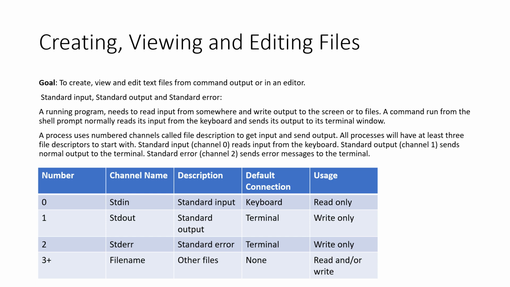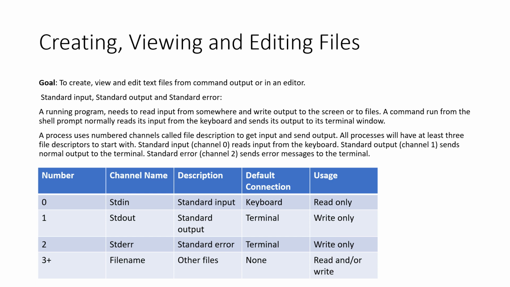What is this? A running program needs to read input from somewhere and write output to the screen or to files. A command run from the shell prompt normally reads its input from the keyboard and sends its output to its terminal window. A process uses numbered channels called file descriptors to get input and send output. All processes will have at least three file descriptors to start with. Standard input, which is channel 0, reads input from the keyboard. Standard output, channel 1, sends normal output to the terminal. Standard error, channel 2, sends error messages to the terminal.